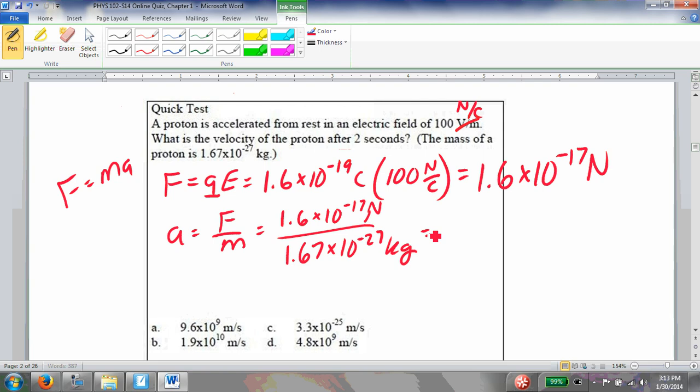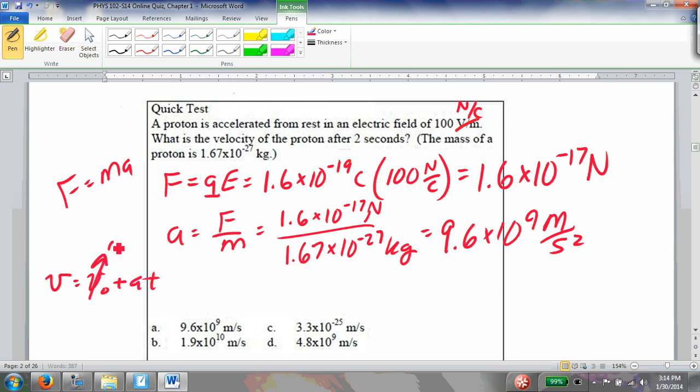Gosh, I get 9.6 times 10 to the 9 meters per second squared. Really fast acceleration. And then I just want to know what is velocity. Well, I know that v is equal to v naught plus at. But v naught in this case is 0 because it's starting from rest. And so I just multiply this times the time, which was 2 seconds.